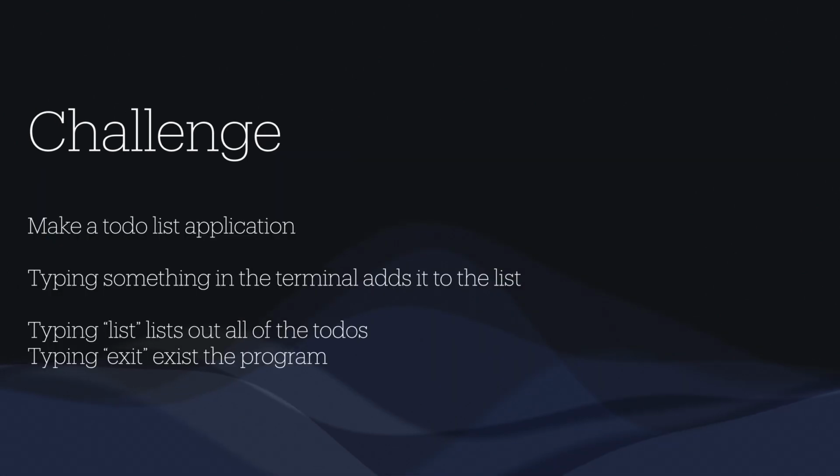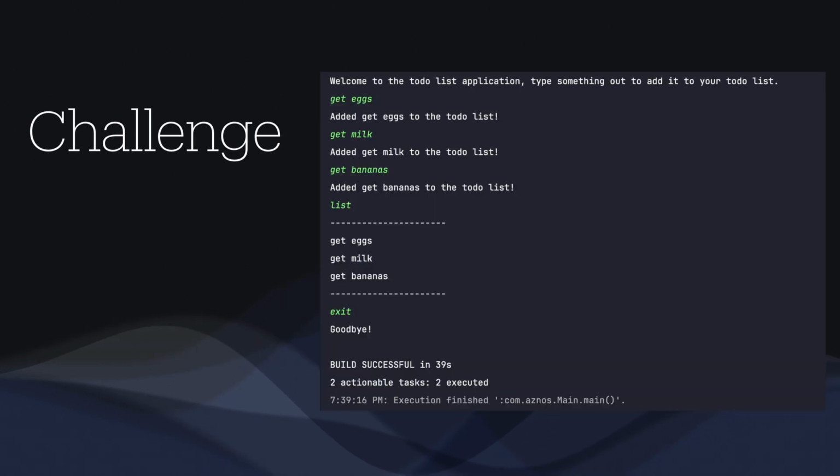So that about wraps up this video, but before you go, I want you to do a challenge on your own to make sure you can understand most of this. I want you to make a to-do list application. When you type a string in the terminal, it'll add that string to some sort of variable, and when you type the keyword list, it's going to list out all of the current things in that list, and if we type out exit, it's going to exit the program.